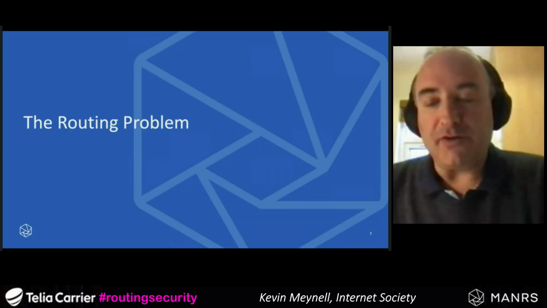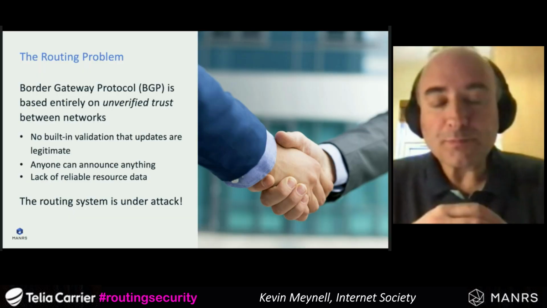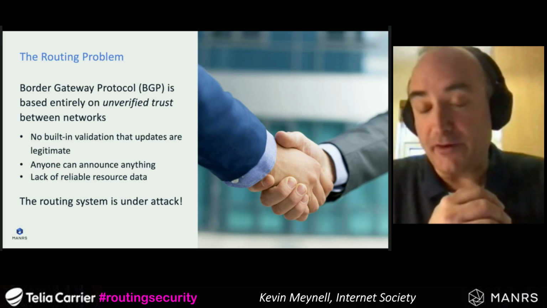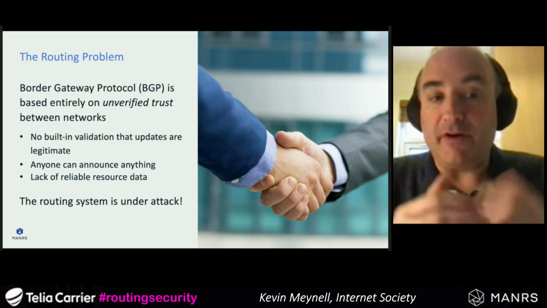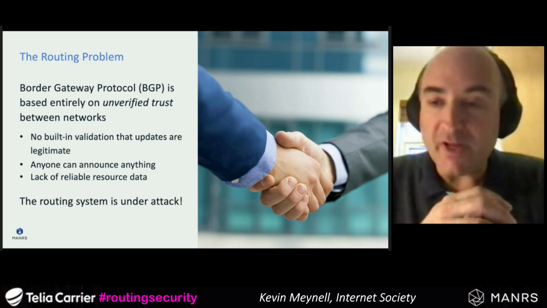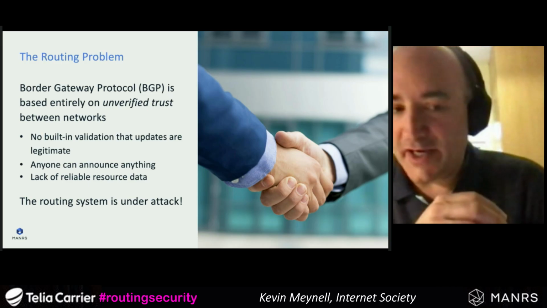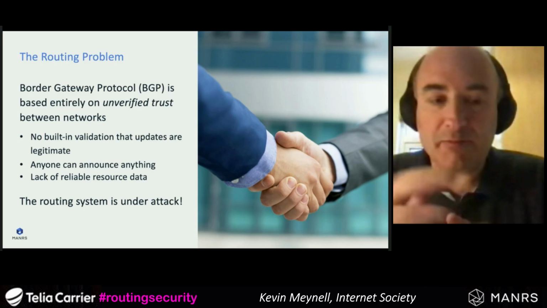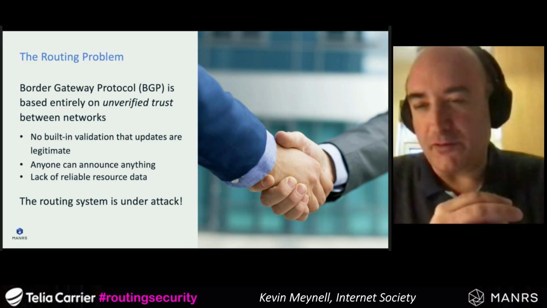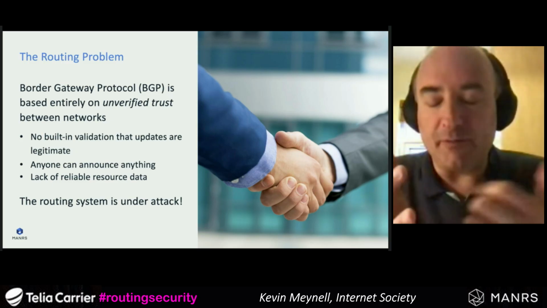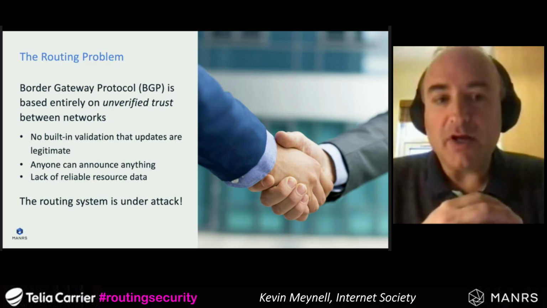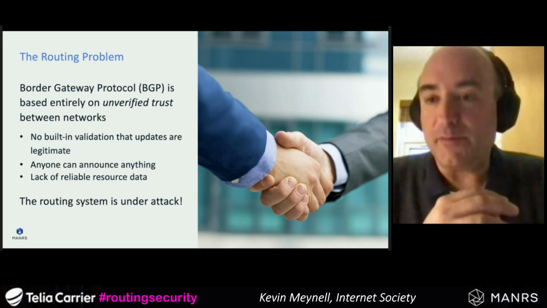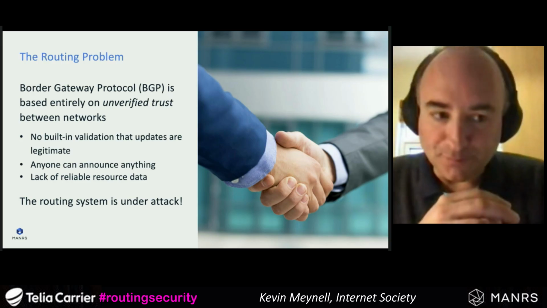So what's the problem with routing? Well, one of the main reasons is that BGP is inherently based on verified trust. It was devised back in the late 80s and reached its current state sort of early to mid 90s. And it's actually been a pretty reliable protocol. It works really well.